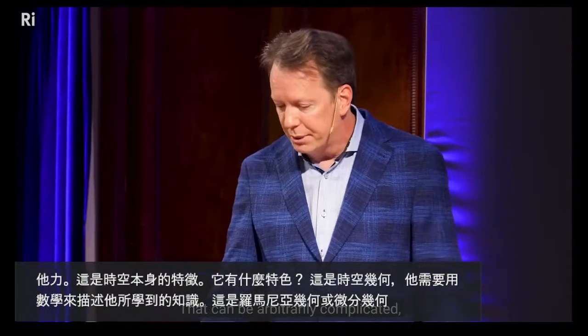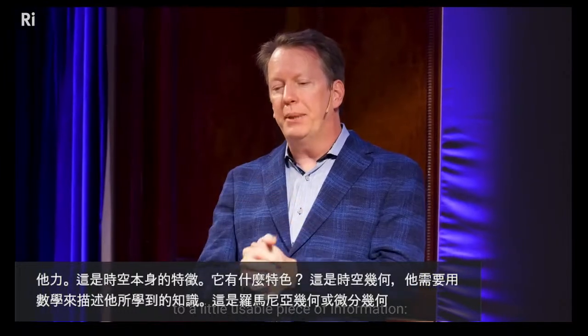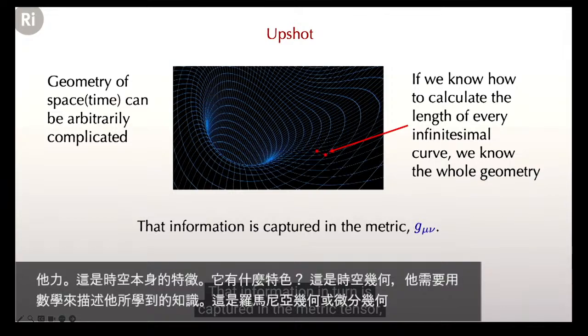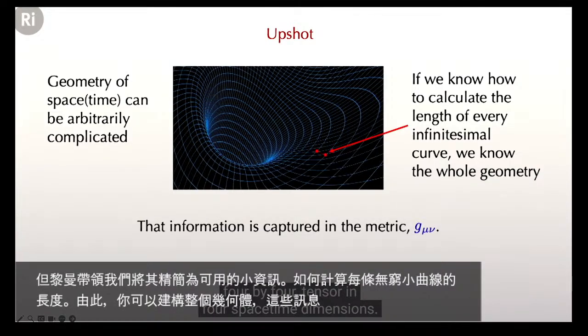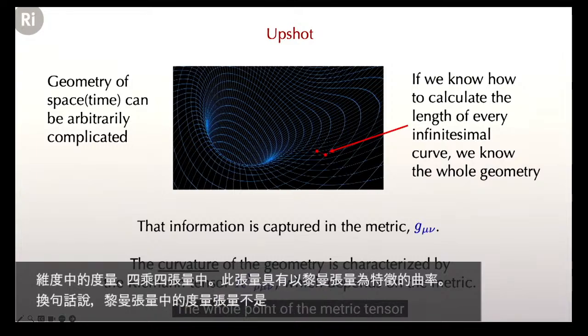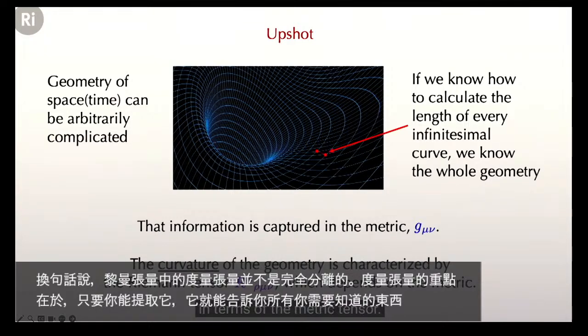That can be arbitrarily complicated, but Riemann let us whittle it down to a little usable piece of information. How to calculate the length of every infinitesimal curve, and from that you can build up the geometry as a whole. That information in turn is captured in the metric tensor, a 4 by 4 tensor in 4 space-time dimensions, and that tensor has a curvature characterized by the Riemann tensor. So in other words, the metric tensor and the Riemann tensor aren't completely separate. The whole point of the metric tensor is it tells you everything you need to know as long as you can extract it. So the Riemann tensor is defined in terms of the metric tensor.